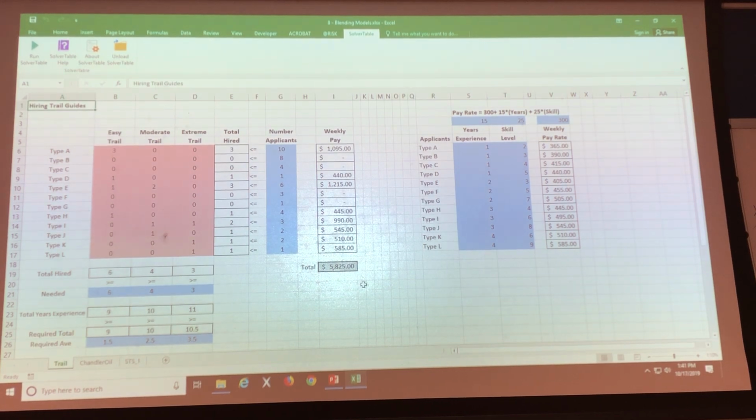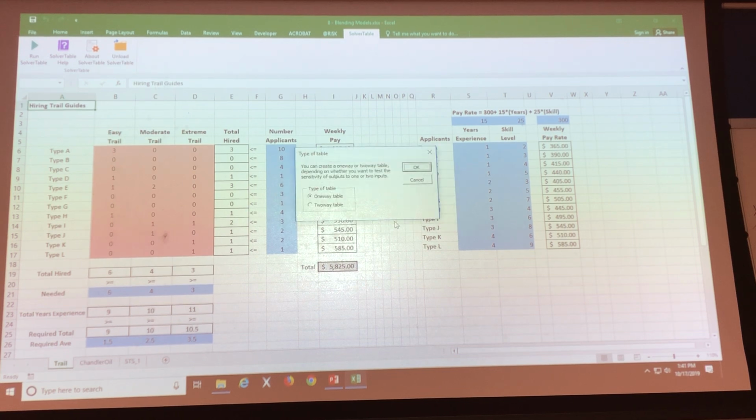And then the next question that goes with the trail guide stuff is, approximately how much does each additional moderate trail skill level cost the company? Okay. So we're going to run a solver table, and it's asking us to vary what? When the question said, how much does each additional moderate trail skill level cost the company, what are we varying? Can you repeat it again? How much does each additional moderate trail skill level cost the company? Skill levels for the moderate trail. And that's the only thing it's asking us to vary.